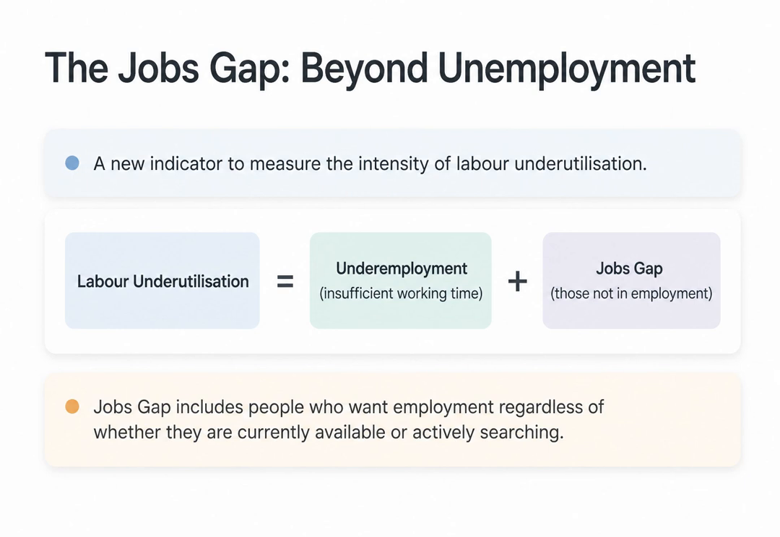Moving beyond traditional metrics, the International Labor Organization recently introduced a new indicator called the jobs gap. Traditional unemployment doesn't tell the whole story. The jobs gap measures broader labor underutilization. It includes people who want a job, even if they aren't actively searching or aren't available at a moment's notice. This is a crucial metric for understanding hidden joblessness.